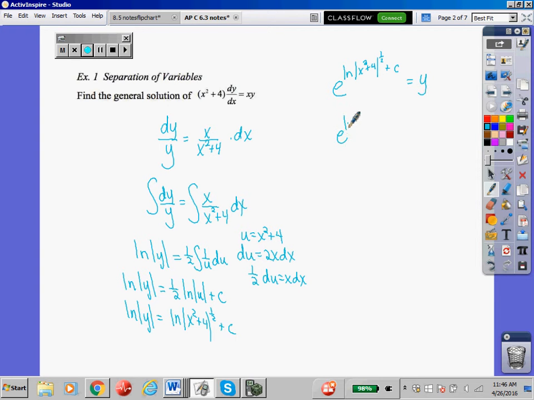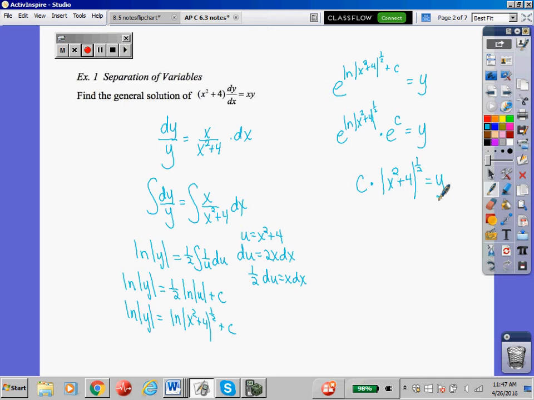So this is e to the natural log of x squared plus 4 to the 1/2 times e to the c. I'm using that exponent property, a to the m times a to the n equals a to the m plus n power. Now, two things are going to happen here. e to the c is some constant. Now, the other thing is, does anybody remember if you have e to the natural log, they cancel, and then that's just the absolute value of x squared plus 4 to the 1/2 equals y.